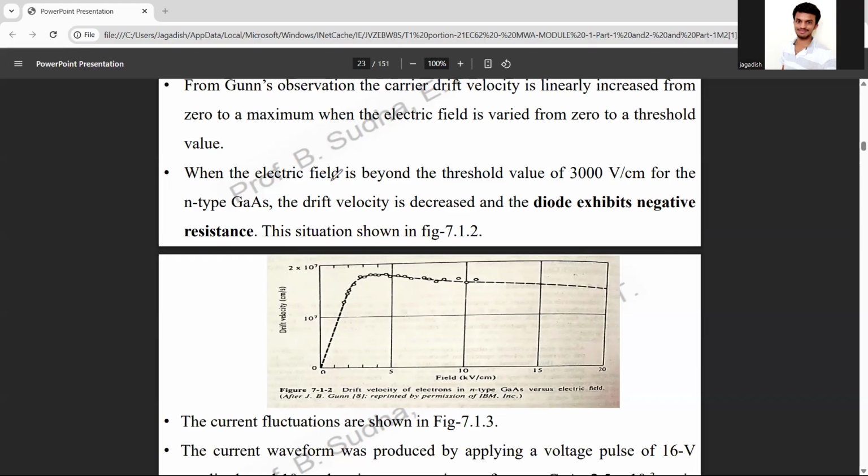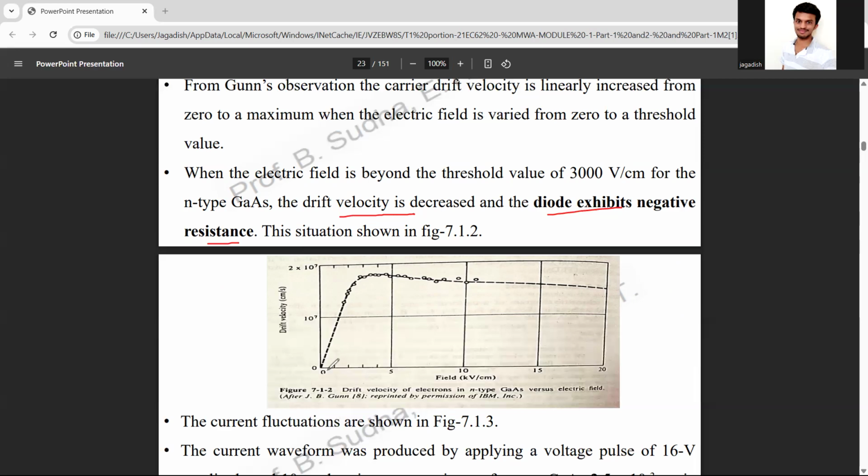When the electric field is beyond the threshold value of 3000 volts per centimeter for the n-type gallium arsenide, the drift velocity is decreased and the diode exhibits negative resistance. So what happens whenever the electric field is beyond the threshold value? Threshold value is a kind of minimum value required so that there will be a linear proportion. Beyond that, if you are extending, the drift velocity will decrease. I will be showing that in the graph.